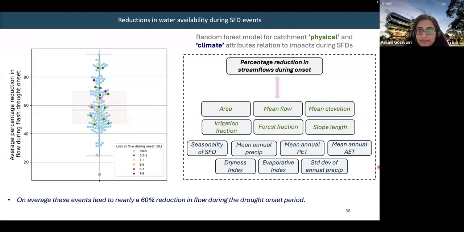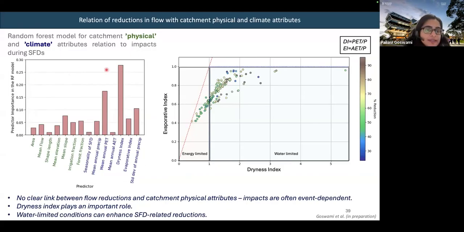The other thing with these predictors was that I bifurcated them into two: the physical attributes of the catchments and the climate attributes of the catchments, just to see if the physical characteristics have a more important role to play compared to the climate characteristics, or vice versa. The figure on the right is the results from fitting the random forest model. What we find is that the physical characteristics don't play as significant a role as the climate characteristics. And even within the climate characteristics, the dryness index as well as the annual PET have a much higher role to play.